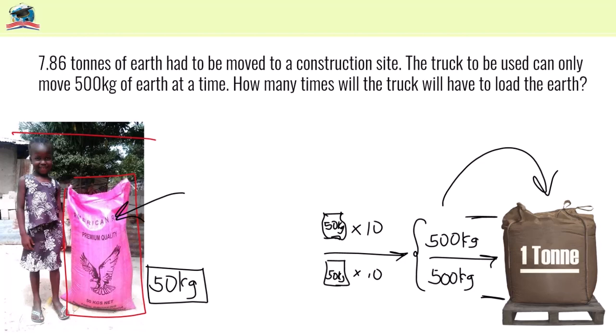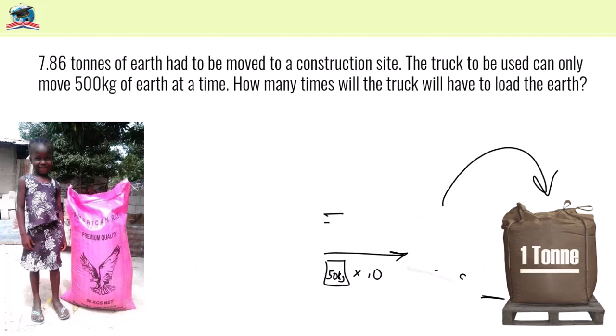Now let's just rub this off here. We know what 50 kg looks like. So 50 kg of rice multiplied by 10 will give you 500 kg. And 500 kg is half of a ton. Beautiful. Let's just rub this off.